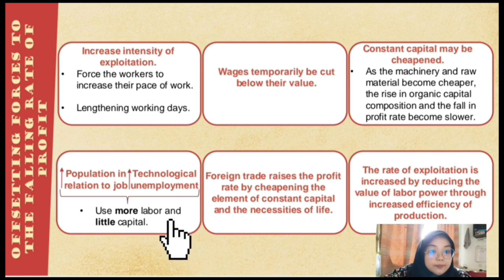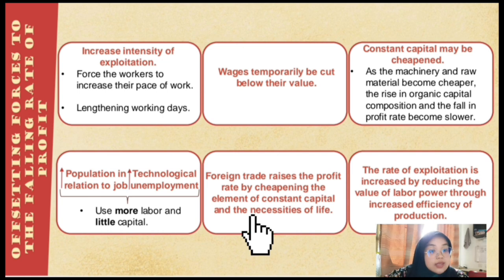Fourth, growing population in relation to jobs and increasing technological unemployment are conducive to setting up new industries that use much labor and little capital. The high rates of profit in such industries enter into the average rate of profit for the system as a whole. Next, foreign trade raises the rate of profit by cheapening the elements of both constant capital and the necessities of life.